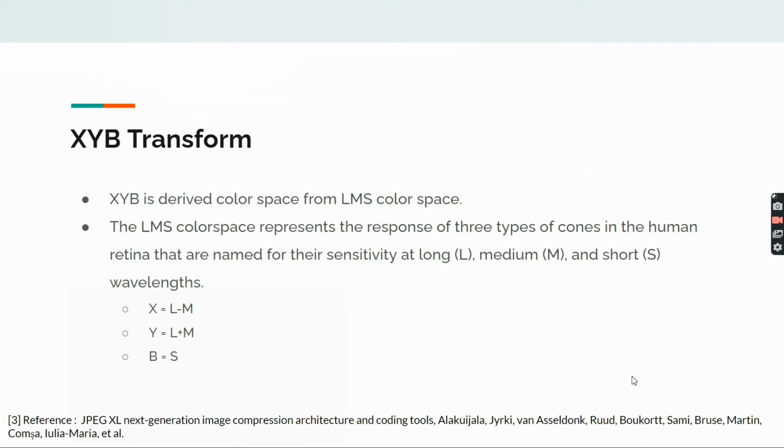The LMS color space represents the three types of cones in the human retina, and our human eye is sensitive to these three types of cones, which represent long, medium and short wavelengths. Here the X part of the transform is the difference between long and medium, while the Y part is the sum of long and medium, and the short wavelengths are represented by B. So these are the receptors of the human eye.